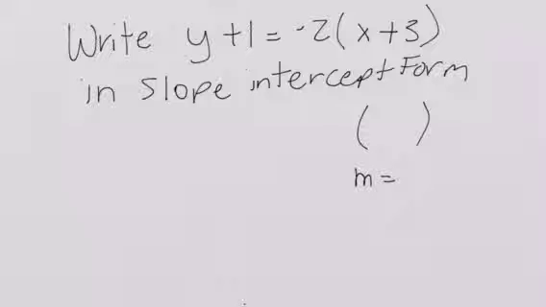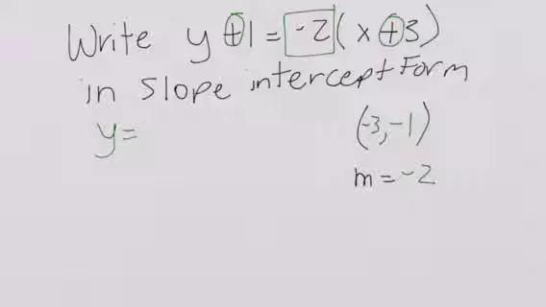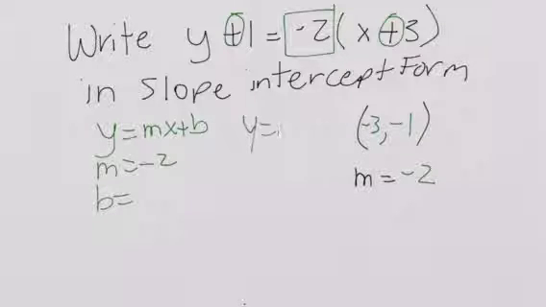Okay, so now this one is in point-slope form, and we're going to go to slope-intercept form. So because of the plus, we know this is a negative 1. Because of a plus, we know this is a negative 3. And our slope is negative 2. So y equals mx plus b. And m equals negative 2, but we need to find out what our b equals. So we're going to do y equals mx plus b.